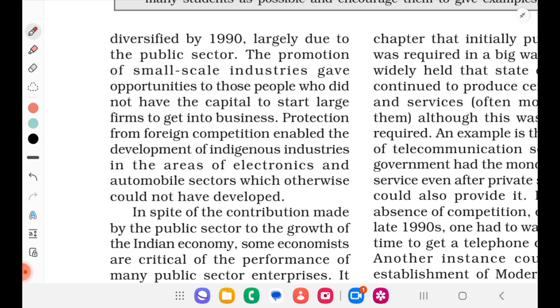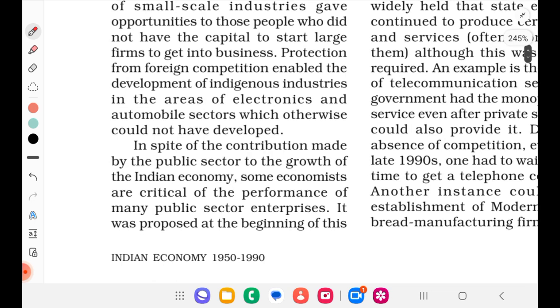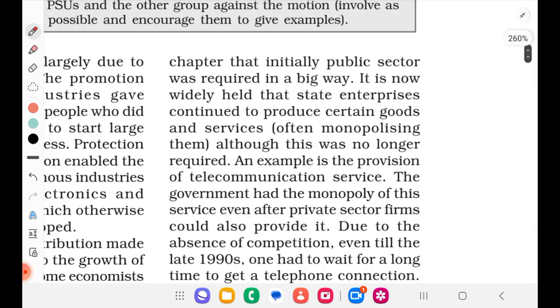Protection from foreign competition enabled the development of indigenous industries in the areas of electronics and automobiles sector, which otherwise could not have developed. In spite of the contribution made by the public sector to the growth of Indian economy, some economists are critical of the performance of many public sector enterprises. It was proposed at the beginning of this chapter that initially the public sector was required in a big way.